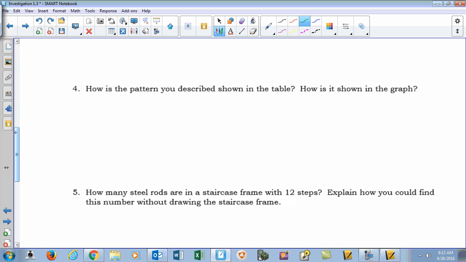Sorry, up to 4. Describe the pattern that's shown in the table. How is it shown in the graph? And since everyone got it, most of you are going to probably have the same answer. So with your group right now, take that time to graph it and answer 3 and 4. We are going to talk about number 5. I'm going to give you 5 to 7 minutes. All right, go.